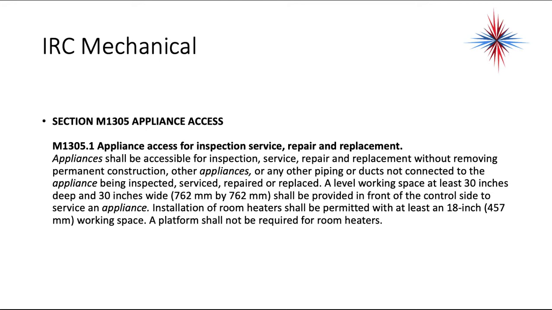A level working space at least 30 inches deep, 30 inches wide, shall be provided in front of the control side to service an appliance. Installation of room heaters shall be permitted without the 18-inch working space. A platform shall not be required for room heaters. Okay, it comes down to it, you have to be able to work in front of an appliance panel, especially the control side. You have to have room to work.